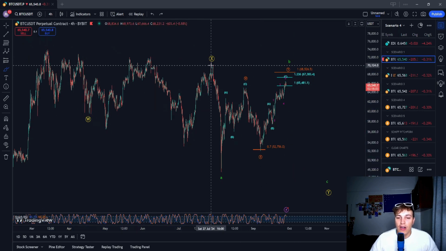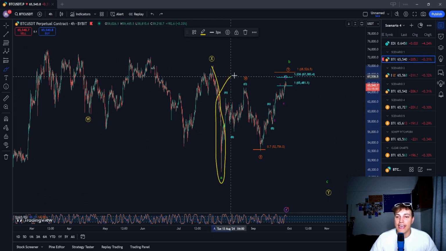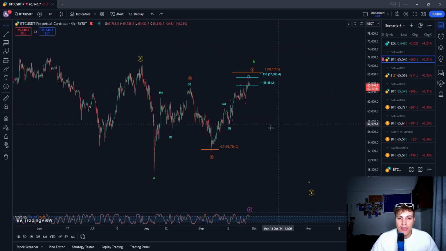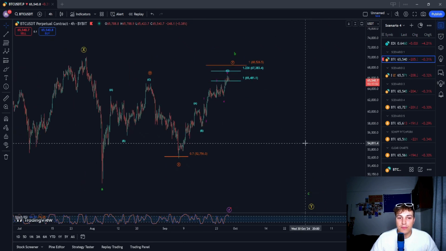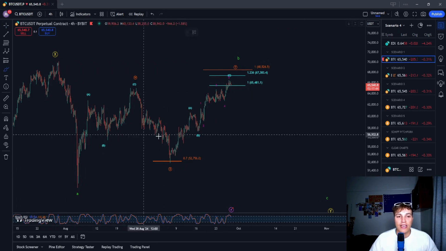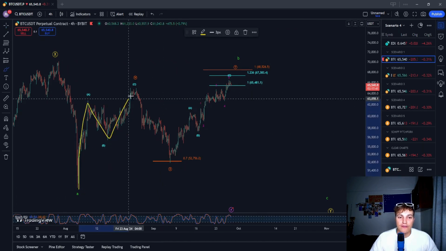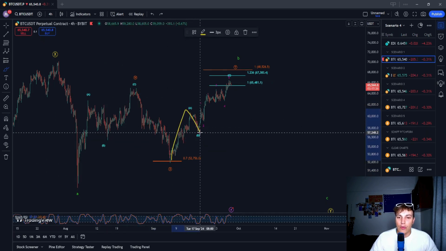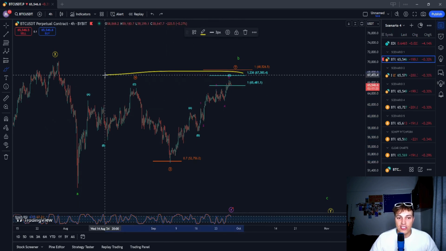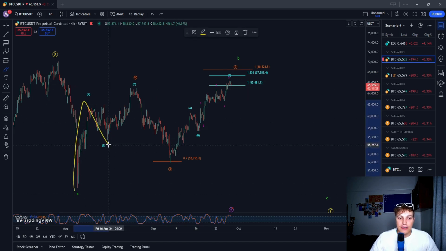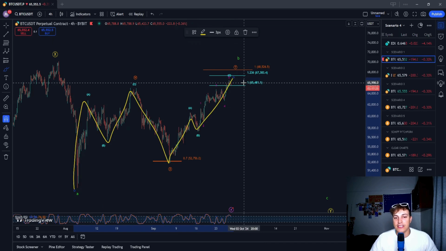Inside this WXY, in the Y wave, we have a standard A, then a B, and a C to the downside that is still to come. At the moment, we're tracking this B wave up, and in this B wave, we are tracking another WXY. So WXY is just a general standard 3-wave structure. So if we count 3 waves in W, 3 waves in X, and now 3 waves in Y. This is just the standard WXY correction called a double zigzag. ABC, X, and then A, B, C again.